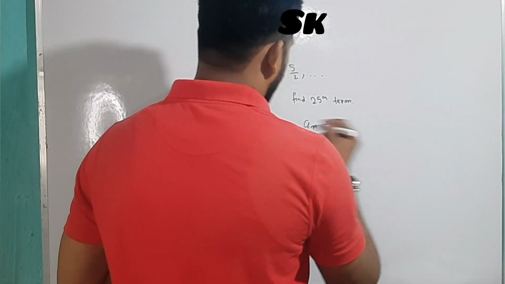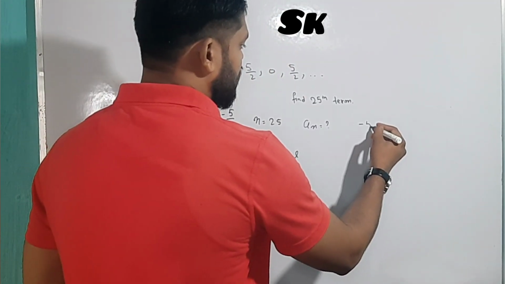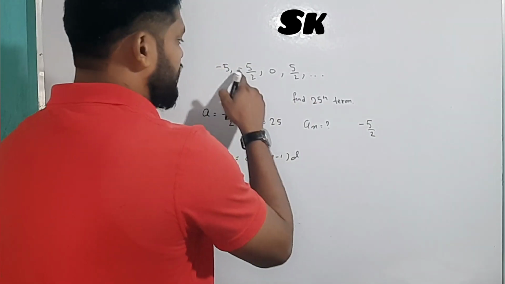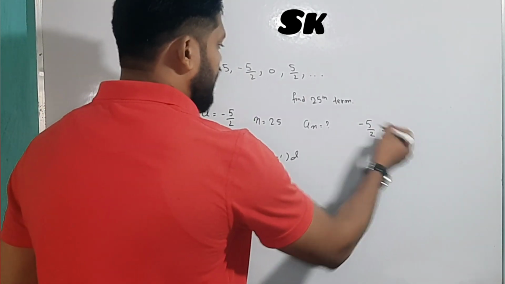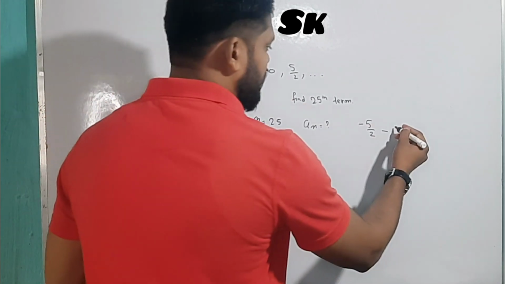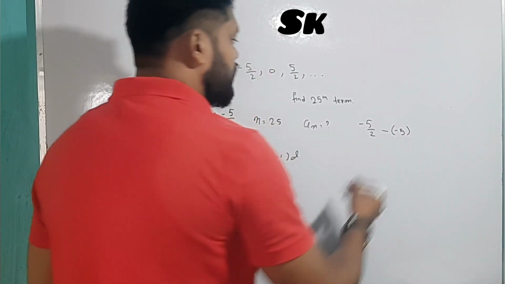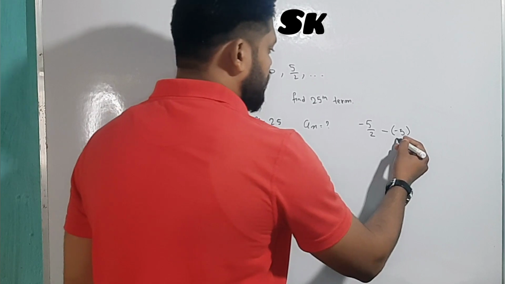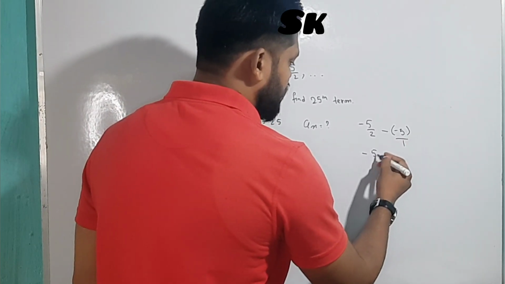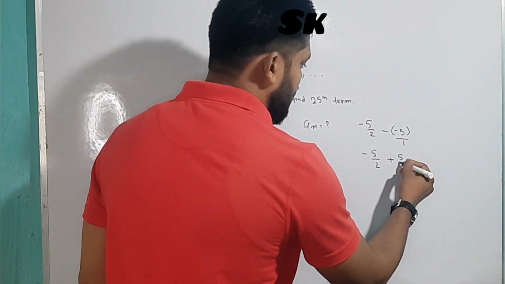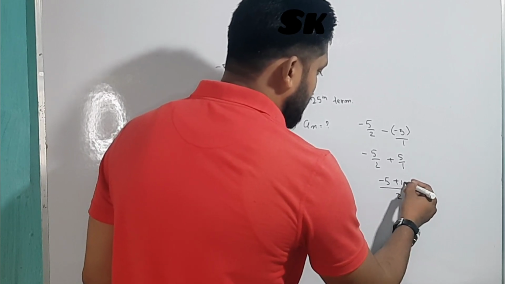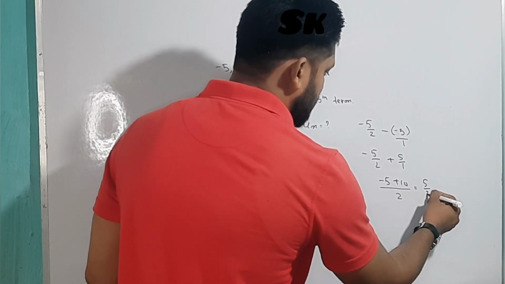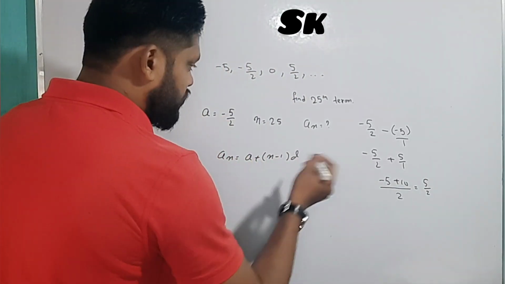So minus 5 by 2. See, this term has a minus, that's why I'm writing minus 5 by 2. And this number is also minus 5. I gave you this question for this reason, so that you will not get confused. So minus 5 by 2 minus, plus 5 by 1. Your LCM will be 2: minus 5 plus 10. So your answer will be 5 by 2. So I have the d value.